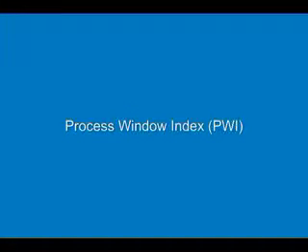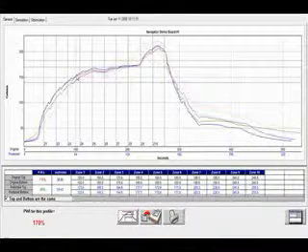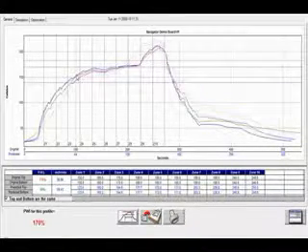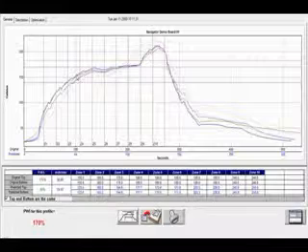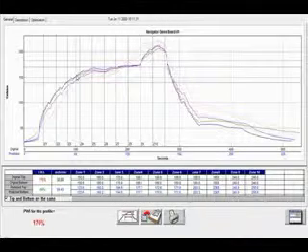The following presentation is on Kick's process window index. A profile is a complex set of time-temperature values for a wide variety of process data such as slope, soak, reflow, and peak. The critical information we are after is whether this profile data accommodates the established process window, or if you will, is my profile in spec.